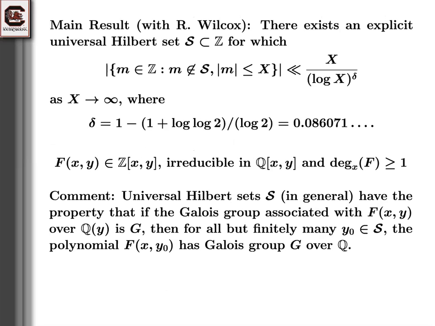So all these sets S also have the property that if you look at the Galois group associated with f of x, y over Q adjoin y, and if that's G, then for all but finitely many y naught in S, the polynomial f of x, y naught has Galois group G over Q. It's not true that if it's irreducible, it necessarily has this Galois group, but basically the same arguments work for all these S's to show this result.